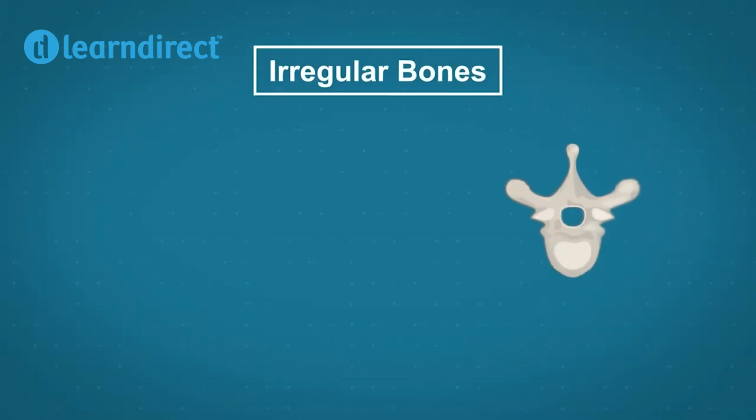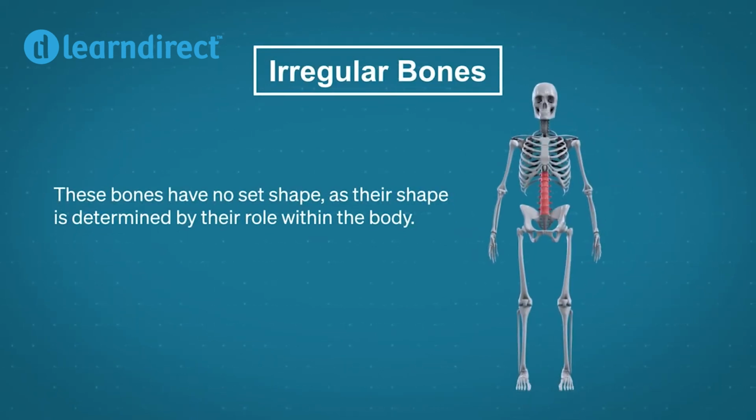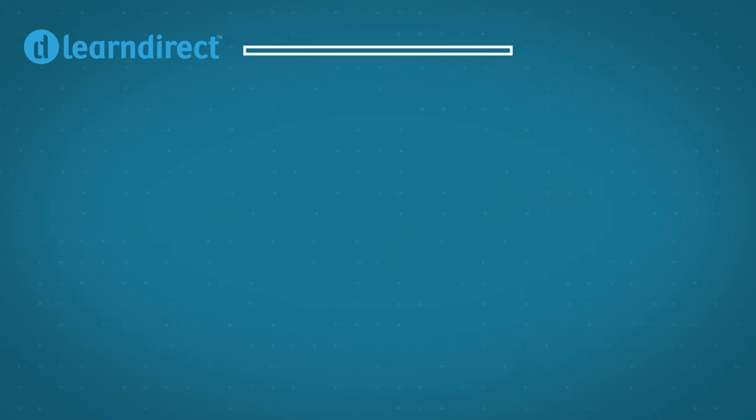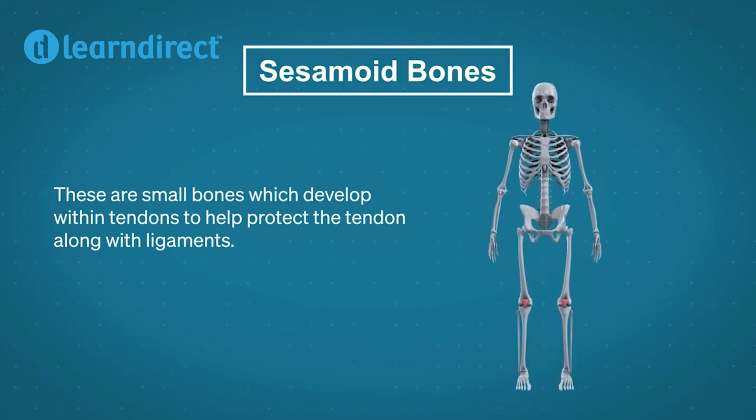We also have irregular bones. These bones have no set shape and are determined by their role within the body, for example, your vertebrae. Finally, we have the sesamoid bones. These are small bones which develop within tendons to help protect the tendon along the ligaments. A common example would be your patella, aka your kneecap.